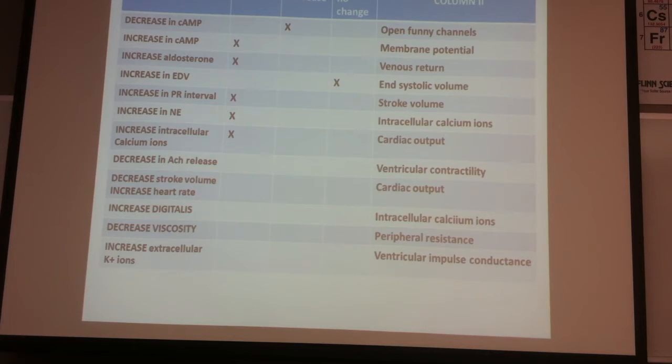A decrease in acetylcholine release is going to have what direct effect on ventricular contractility? None. Good job. Why? There are no receptors. Indirect effect, yes, because a decrease in acetylcholine is going to mean a shorter rest period. But remember I said I want you to answer it for the way the question's written. There are no receptors for acetylcholine on the ventricle. It would change the PR interval, but it's not going to directly affect ventricular contraction.